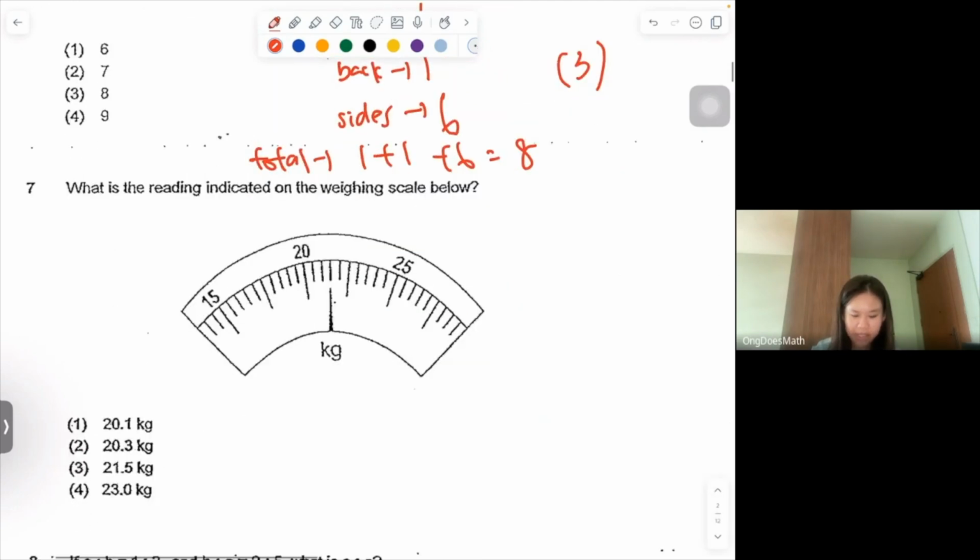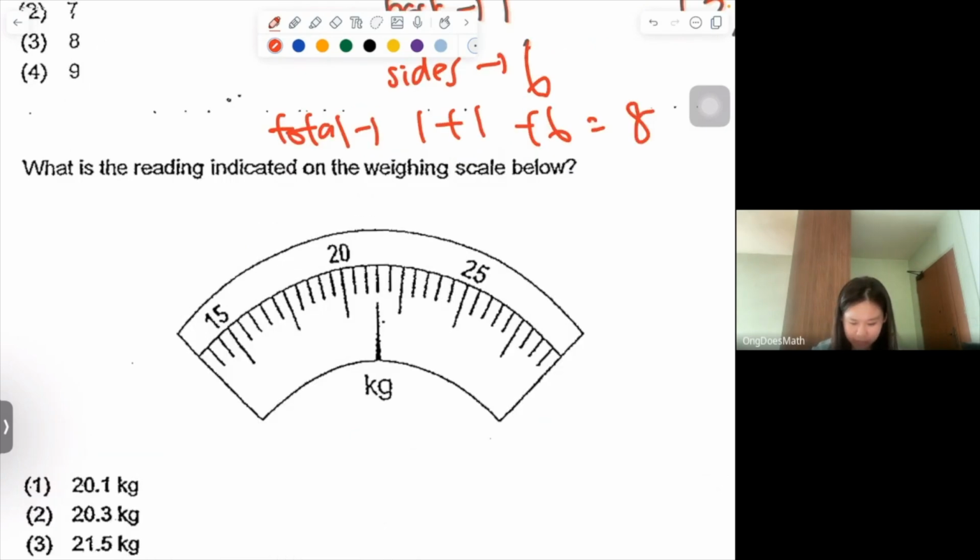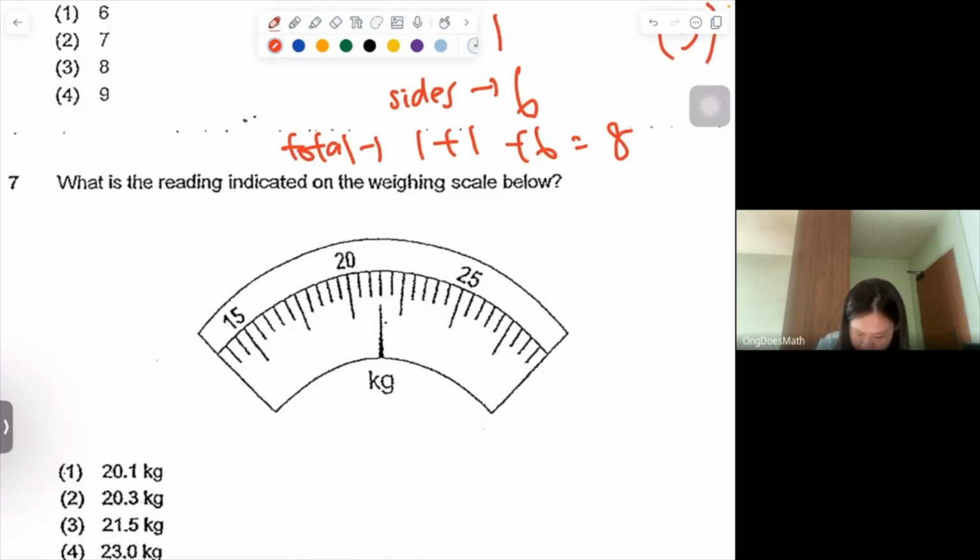Next, what is the reading indicator on the weighing scale below? Before you can find out what's the reading, you have to find out what one interval is. So how do you find one interval? You see these are longer lines, which means this is the halfway mark. So what's the halfway mark of 20 and 25? It is 22.5.